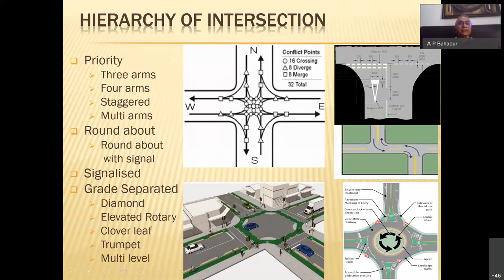So priority intersection, roundabout, signalized, and grade separated. Now first let us talk about the at grade intersection. The priority intersection, roundabout and signalized are at grade intersections, and when you go in for the separation of the grade, then it becomes a grade separated interchange. Then it also has a different number of configurations: the diamond interchange, then elevated rotary, then clover leaf, then trumpet, then multi-level. We'll see somewhat later what these are.